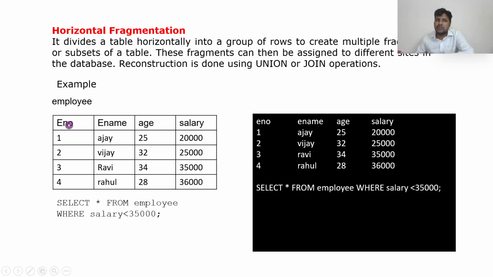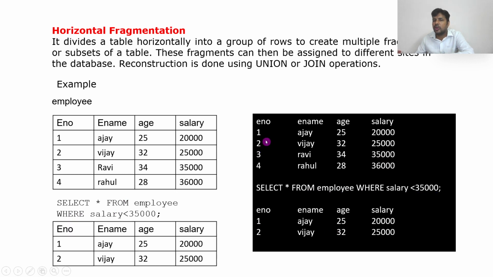For example, there are 4 rows, and I want to divide these 4 rows into 2. I will say I want employees whose salary is less than 35 and those whose salary is greater than or equal to 35. If I say select * from EMP where salary less than 35, I get the top 2 rows. If I reverse it, with greater than or equal to, I get the bottom 2. Now I have divided the table into 2 parts, in the form of rows. Top 2 rows are separate, bottom 2 rows are separate. You are dividing your data horizontally, that means row wise. This is called horizontal fragmentation.